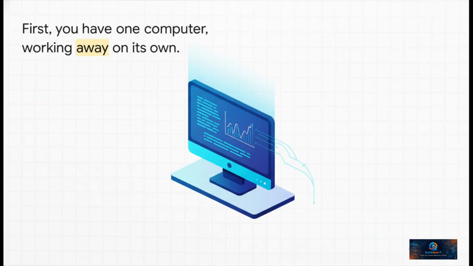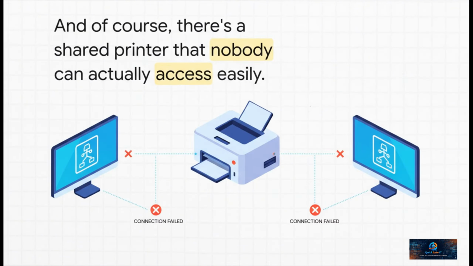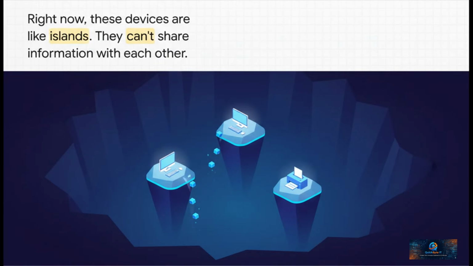First up, you have one computer, kind of working all by itself in a corner. And over there, you've got your coworker's machine, also completely disconnected. Plus, there's that shared printer that, well, no one can actually use right now. Each device is basically its own little island. No way for them to share anything.